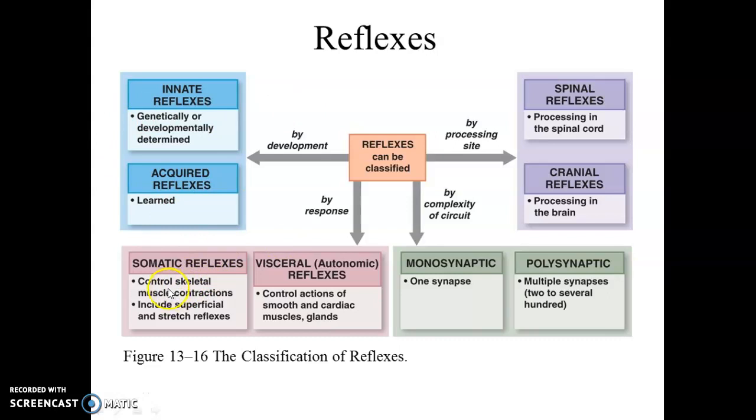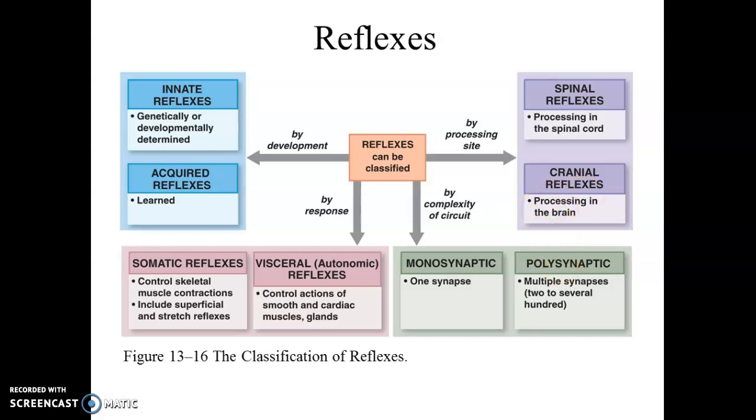Somatic reflexes are skeletal muscle contractions, so that would be a deep tendon reflex. Visceral reflex, smooth cardiac muscles. So if you start walking really fast and your heart speeds up, trying to pump more blood. Now over here it's talking about monosynaptic, which is one synapse, which is pretty rare in my opinion, or polysynaptic, which is multiple synapses of the axons.